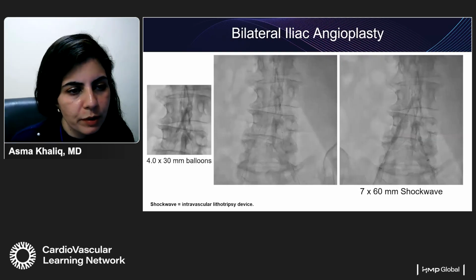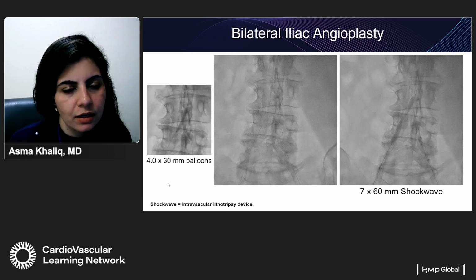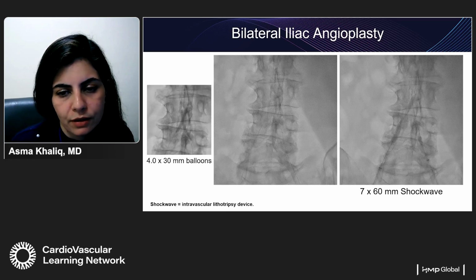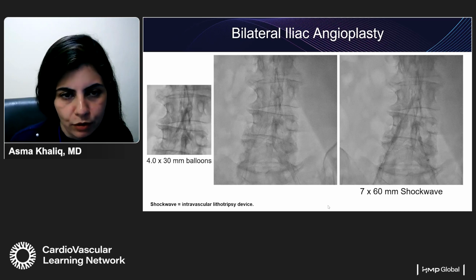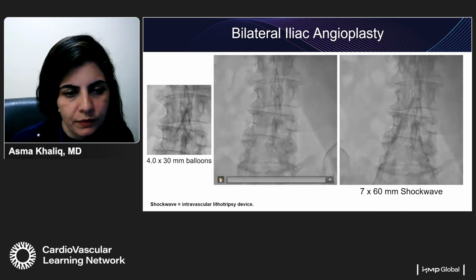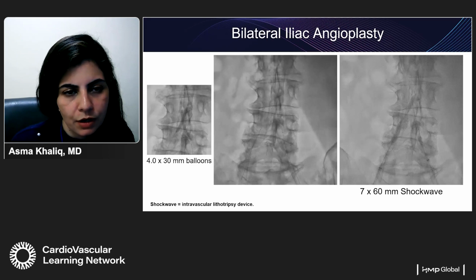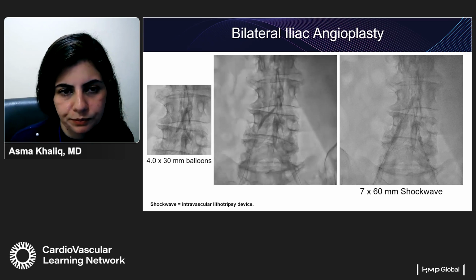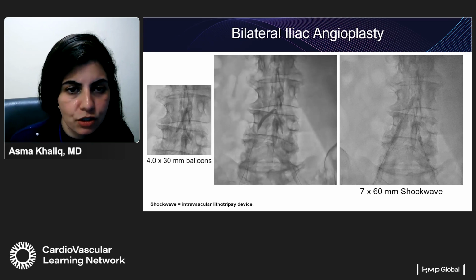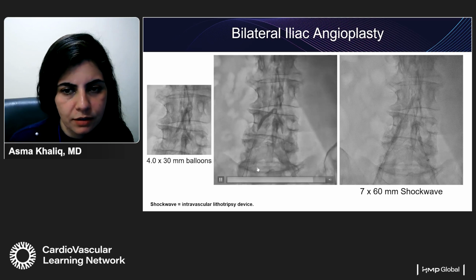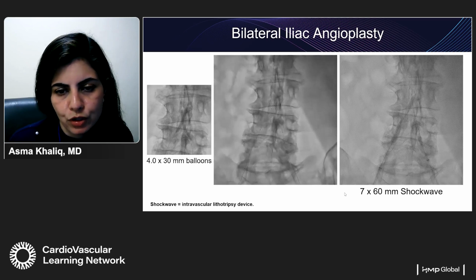All right, so after we passed the 014 Cyan Blue wire, we basically made a little room with the 4030 Sterling balloons, and then we did bilateral IVLs, 7 by 60 millimeter on both sides. As you can see here, the coral balloon inflations. You can see the dog boning on both sides, and this essentially wouldn't have accommodated the sheath itself, but it was just to make room for shockwave.